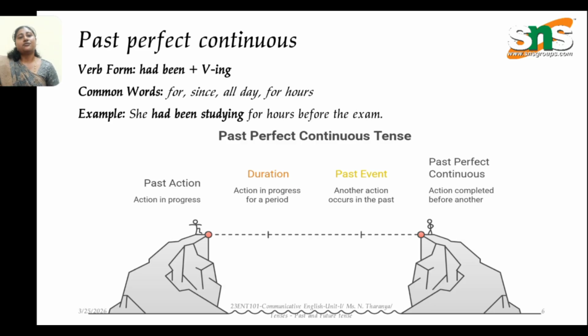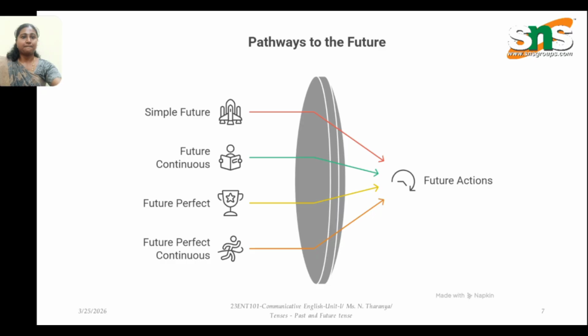The common words used for past perfect continuous are for, since, all day, for hours. The example, she had been studying for hours before the exam. The exam happened before, but before the exam she was studying for a long time. She was preparing for the exam for a long time. That exam had already completed in the past itself. So for these circumstances we use past perfect continuous tense.